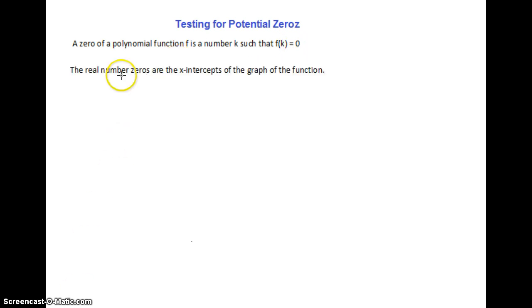Now we'll see how to test potential zeros. What is a zero of a polynomial function? It is the value of the variable that zeros this function. Here's the definition. A zero of a polynomial function f is a number k such that f of k equals 0. That's why the name is zero, because this value zeros the function. But you know that if you want to find the x-intercepts of a given function, you have to let y be 0 or solve the equation f of x equals 0. So the real number zeros are the x-intercepts of the graph of the function.